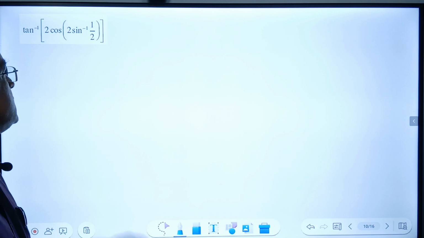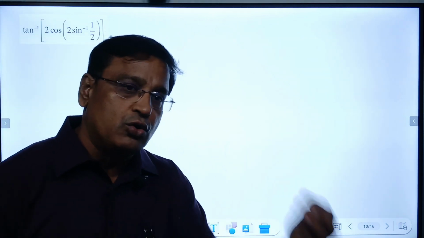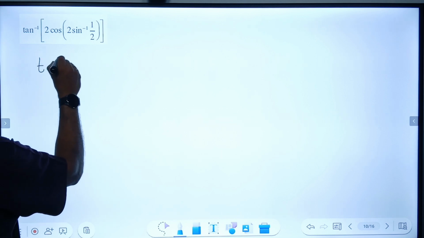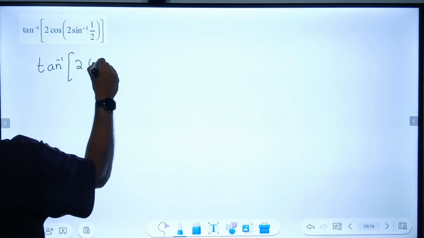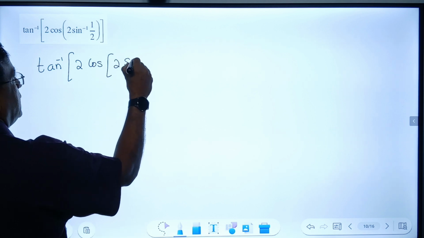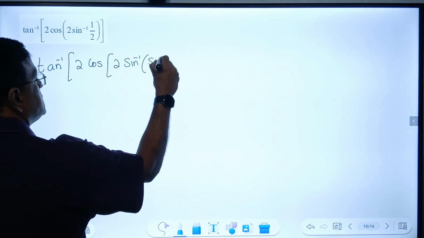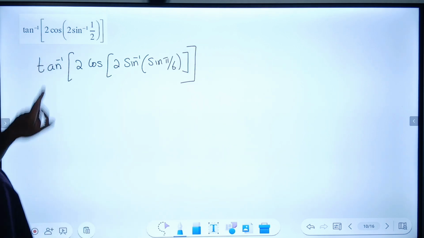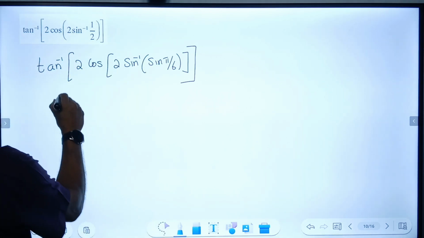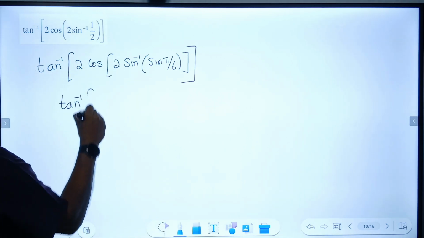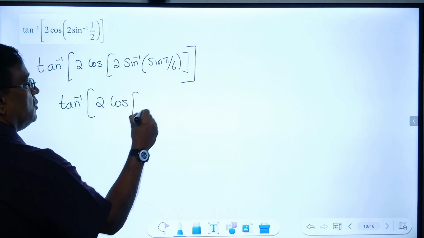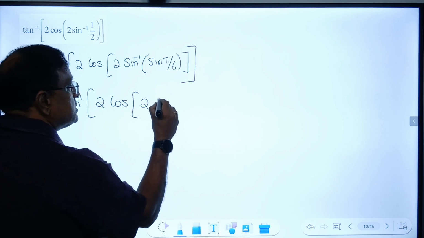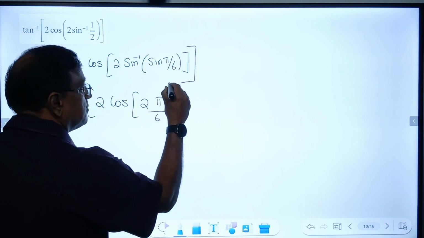This is again a very nice NCERT question. It's a much simpler one. There are more complicated ones. We'll do them later. Go right inside the bracket. 2 sine inverse of half is nothing but sine pi by 6. Be careful with the brackets. Half is sine pi by 6. So what do you get? You get tan inverse of 2 cos 2 sine inverse of sine pi by 6. What is sine inverse of sine pi by 6? It's pi by 6. Correct?